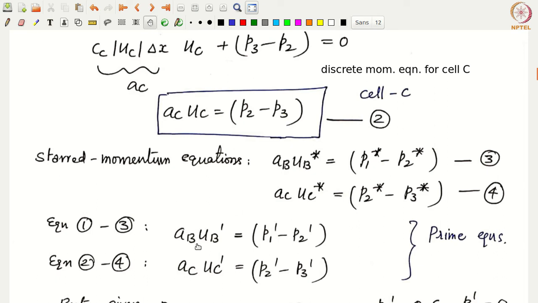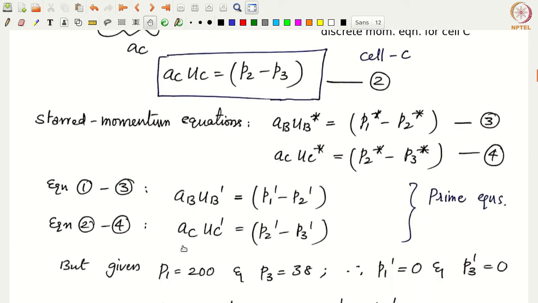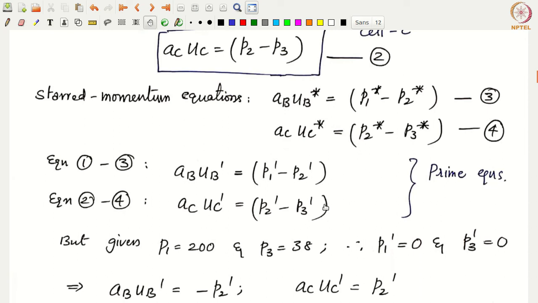So the equation we get is AB UB prime equals, similarly on the right hand side, the non-star values and the star values subtract off, leading to the prime values. That will be P1 prime minus P2 prime. And similarly, we have another equation, that is AC UC prime equals P2 prime minus P3 prime. Okay. So these are the velocity corrections expressed in terms of pressure corrections.